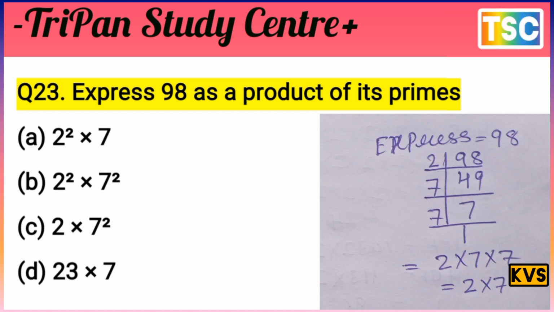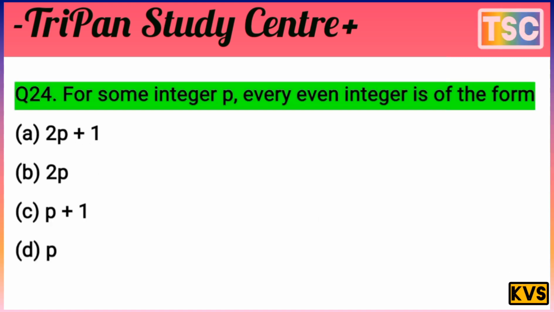Let's see the next question. For some integer p, every even integer is of the form: A, 2p plus 1; B, 2p; C, 2p plus 1; and D, p. That is an important question for the exam.